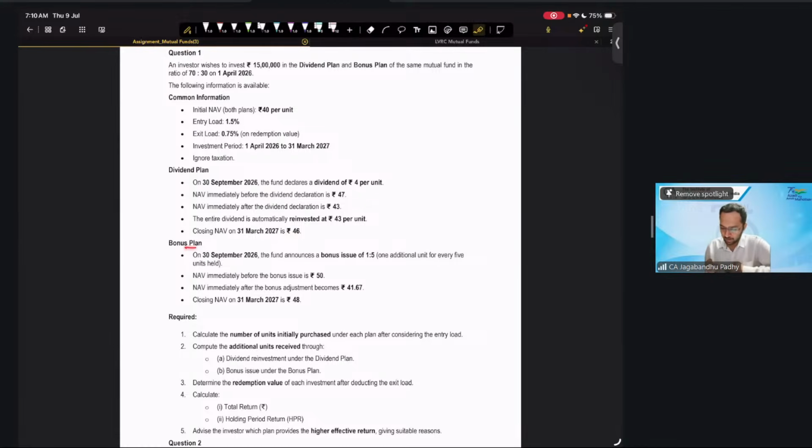Then in the bonus plan, it announces a bonus of 1:5. Before bonus, the NAV was 50, and after bonus, the NAV is 41.67. Closing NAV is 48.